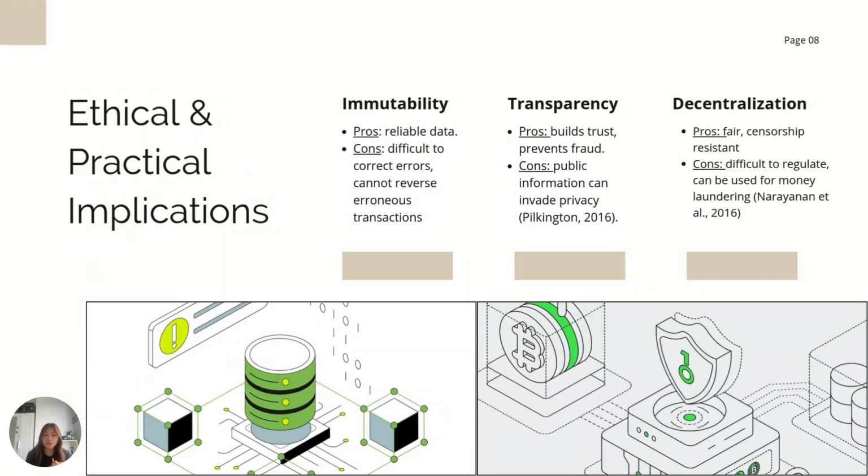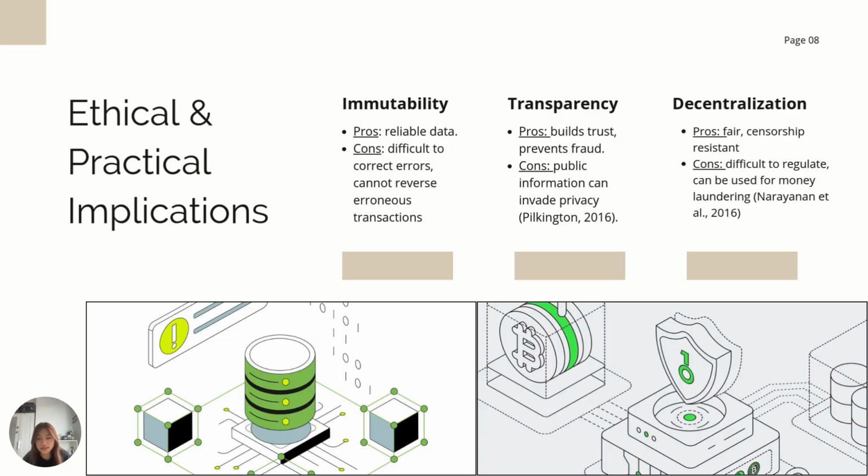And for the last slide, we come to the ethical and practical implications. Immutability protects records, but also makes it very hard to correct mistakes or reverse fraudulent transfers. For transparency, the benefit is building trust and preventing fraud, but it may conflict with privacy. Imagine all your financial transactions being visible to everyone.